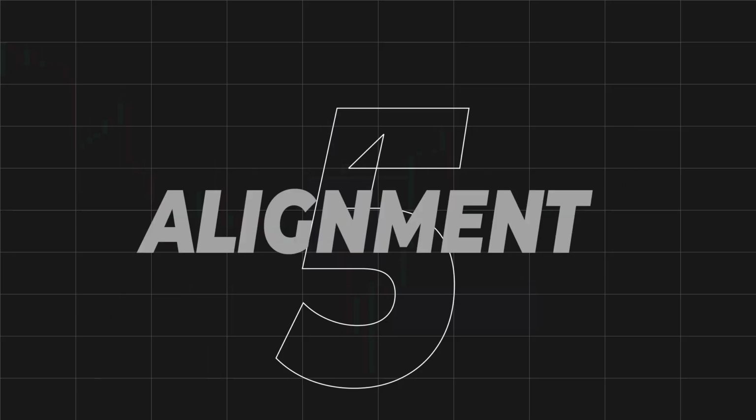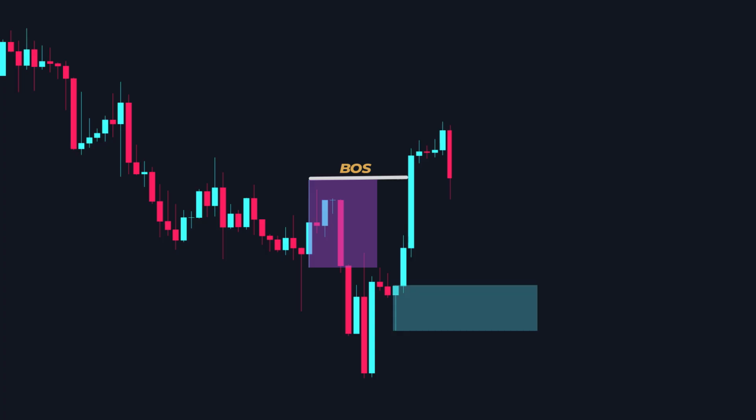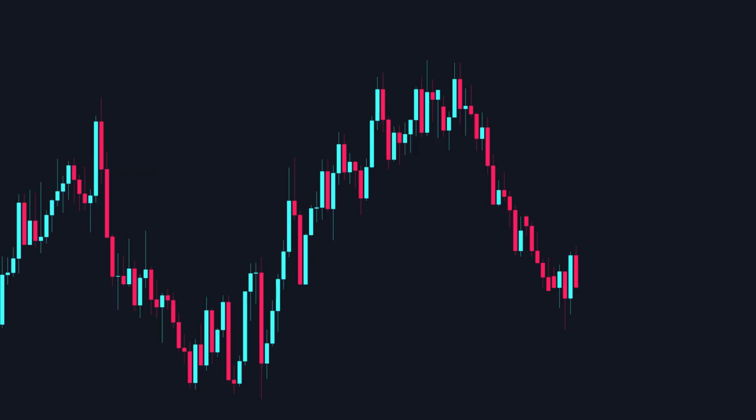Alright, now on to our 5th point, alignment. What do we mean by alignment? It simply means checking if the trend on our current chart, the M15, matches the direction of the higher time frame. So in this case, our M15 bias is bullish. But what about the higher time frame? Is it also bullish? And if so, how far can this move potentially go? To find out, let's jump over to the 4-hour chart.